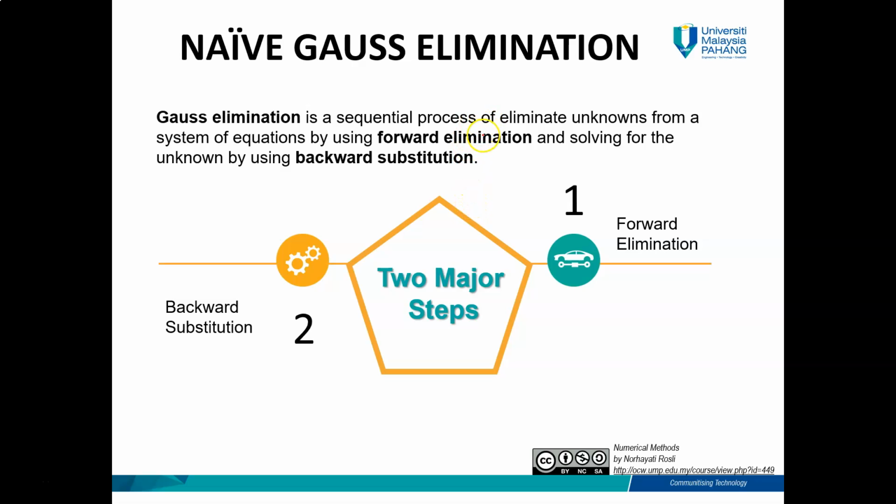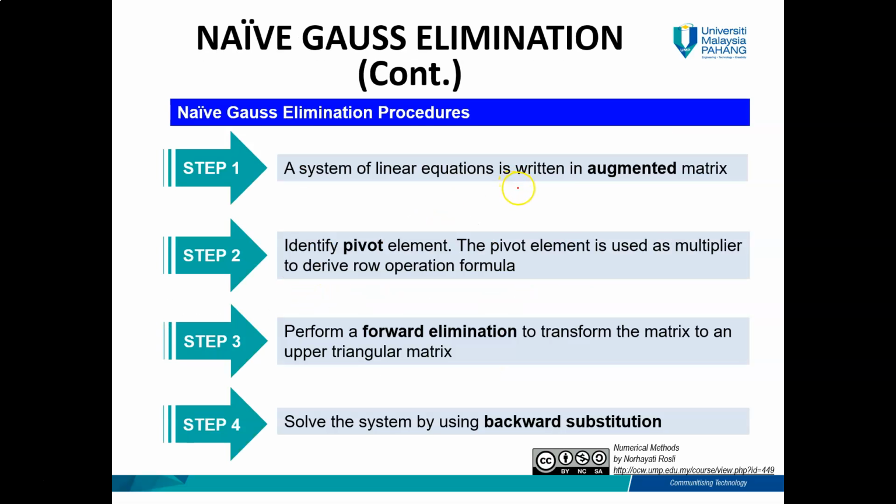This method actually is a sequential process where you eliminate unknowns from a system of equations. We have two steps here. The first one, we eliminate unknowns by using forward elimination. And then based on this, you will solve your system using backward substitution. So it involves two major steps in this naive Gauss elimination. The first one is forward elimination and the second one is backward substitution. Generally, the steps are summarized here.